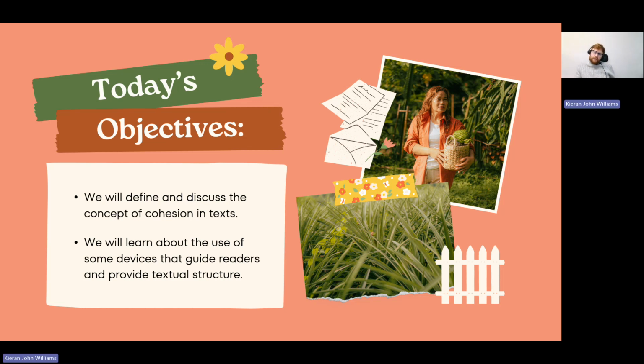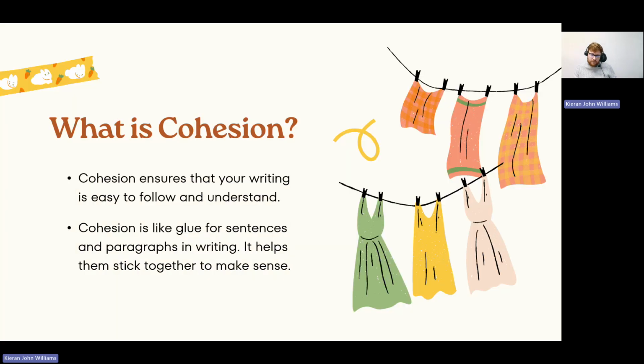So then, today we've got two main objectives. First, we will define and discuss the concept of cohesion in text so that you understand exactly what we mean when we talk about writing more cohesively. Second, we'll learn about a range of cohesive devices, so those tools that will help you to guide your readers and provide structure. So these might be devices that you're already using without realizing it, or they may be new to you, but by the end you'll feel much more confident using them intentionally.